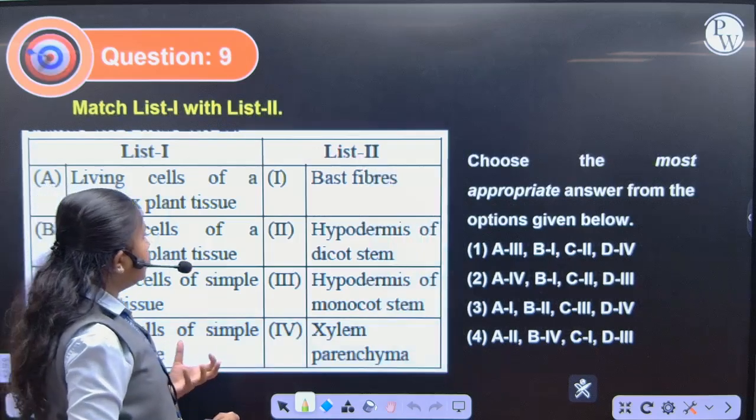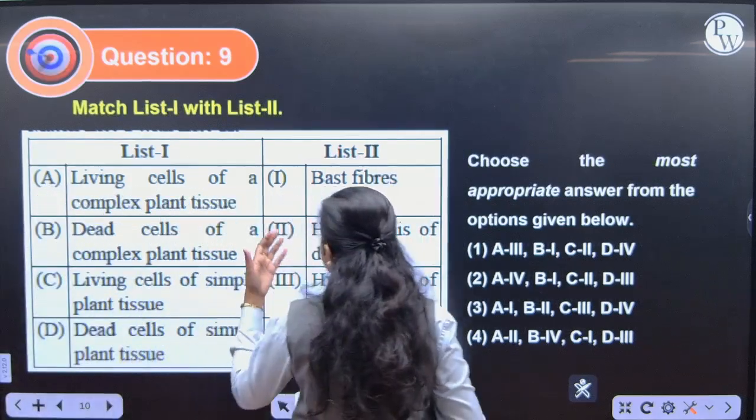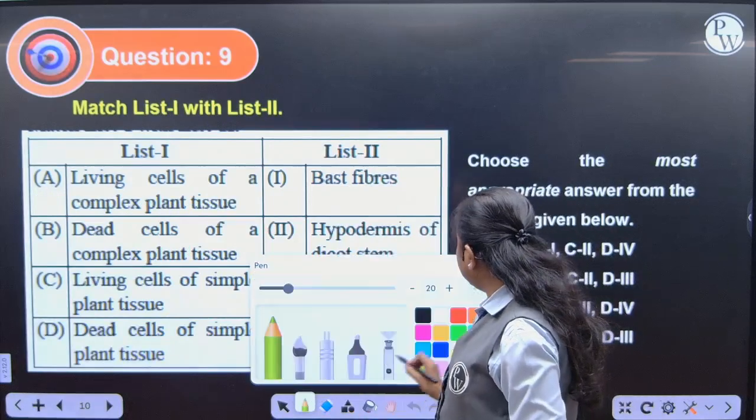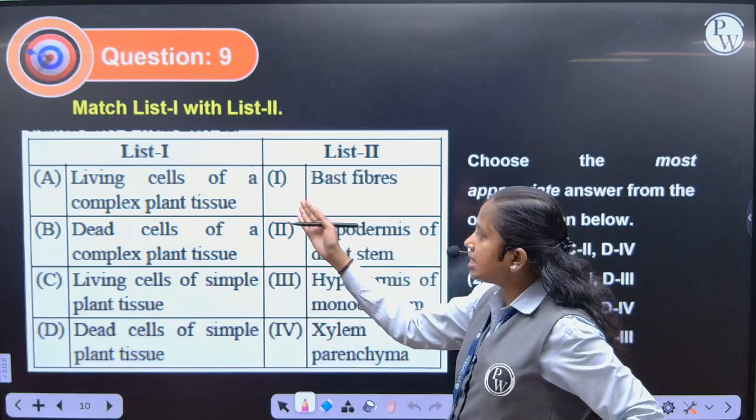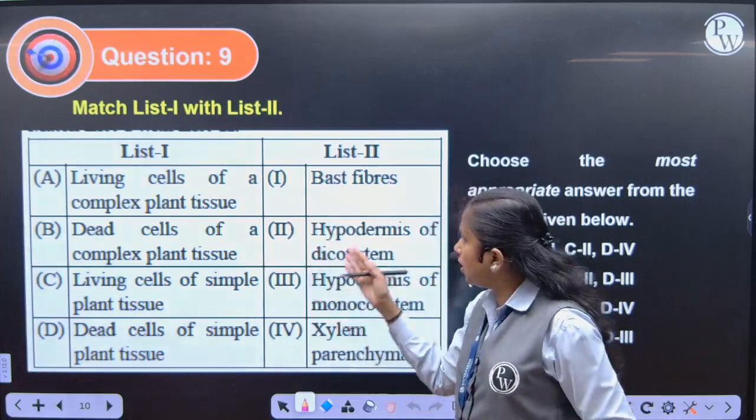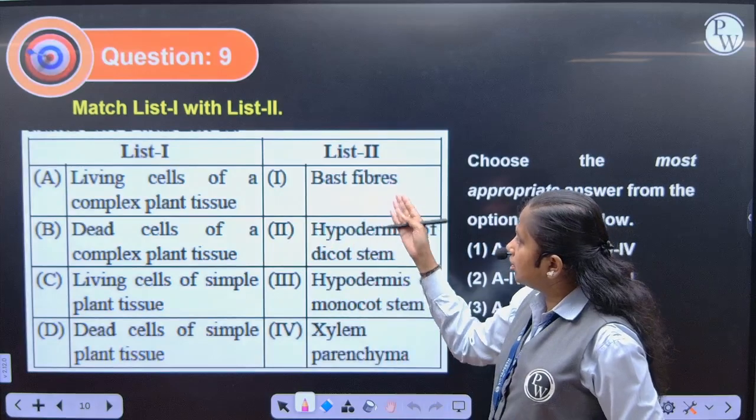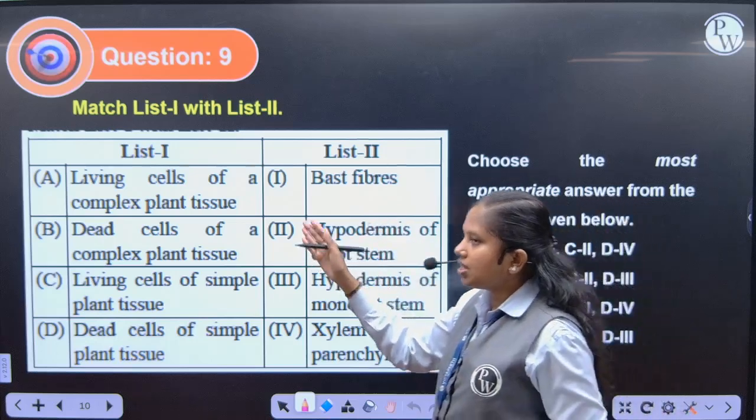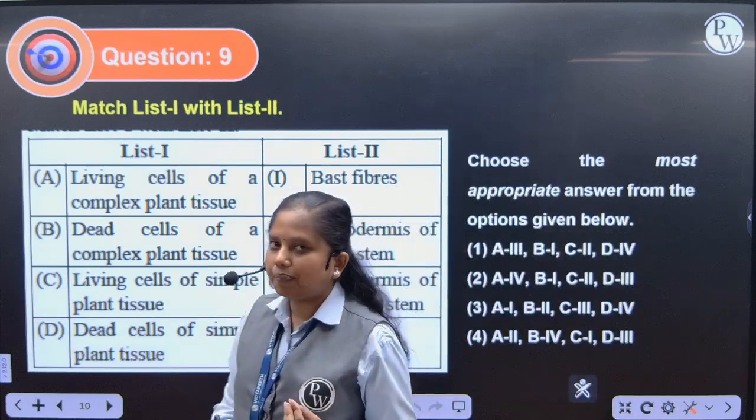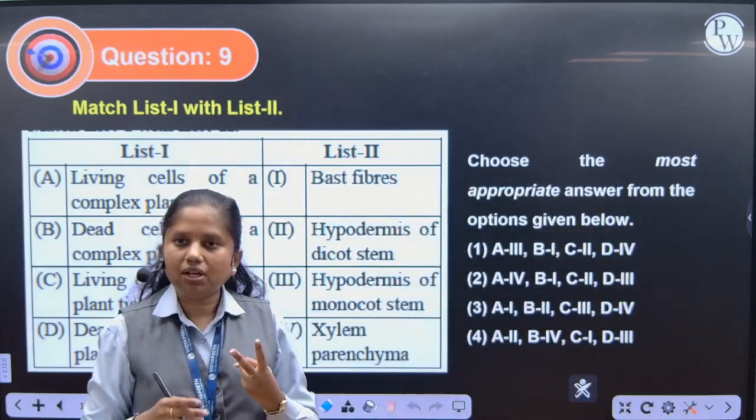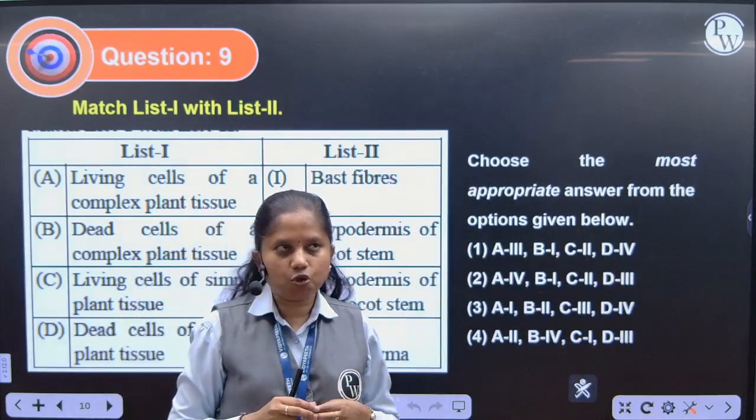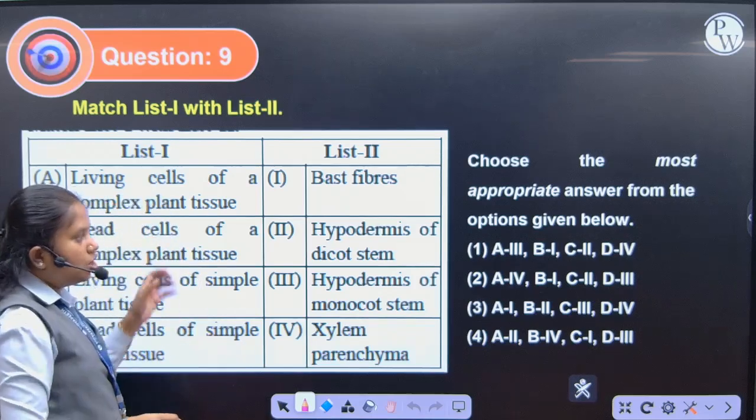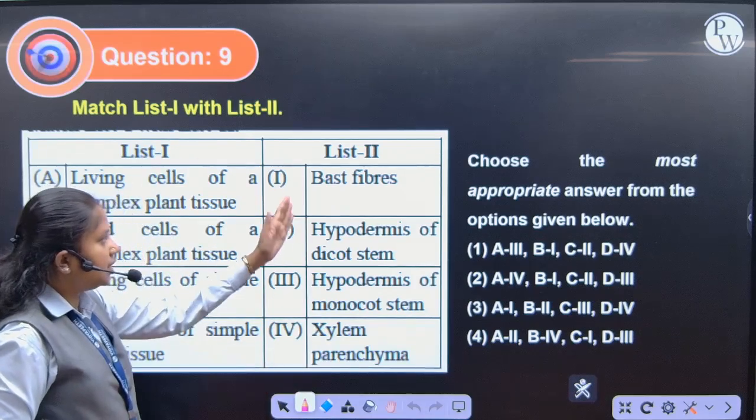The next question says match the following with list 1 and list 2. They have given a list where they have denoted living cells of complex plant tissue, and they've given a list of tissues here. So we have to match it. Now when we talk about complex tissues, two things come to our mind: one is xylem, the other one is phloem, and they have clearly mentioned living complex tissue. So what is a living complex tissue?